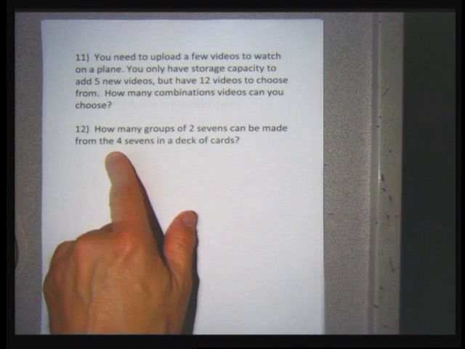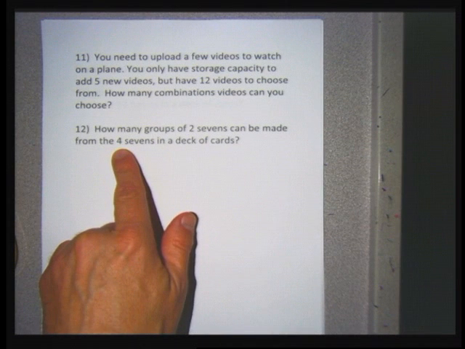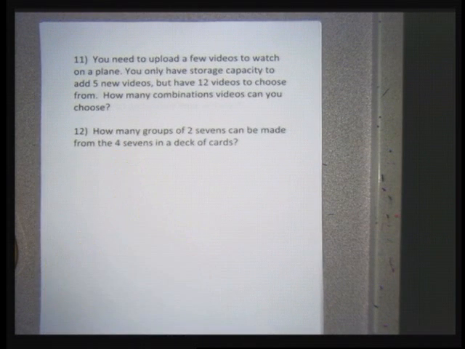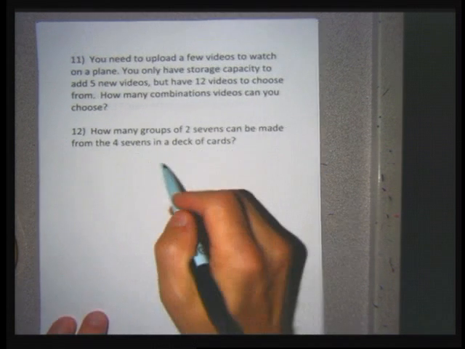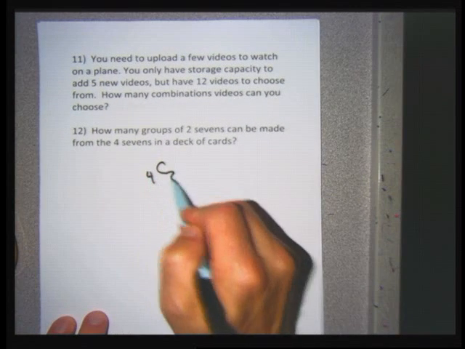How many groups of 2 7s can be made from the 4 7s in a deck of cards? I'm assuming having the 7 of spades and the 7 of diamonds is the same as having the 7 of diamonds and the 7 of spades, that the order doesn't matter when I do this as a combination problem. So it's 4 choose 2.